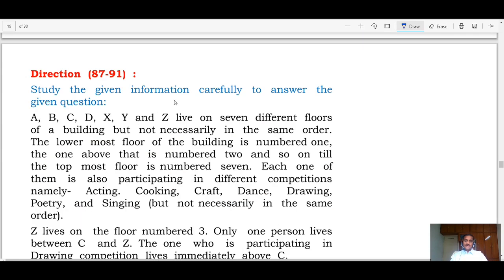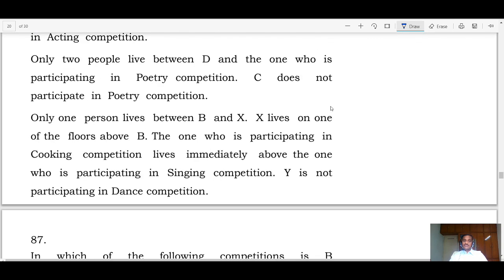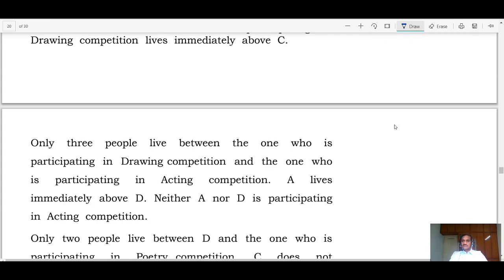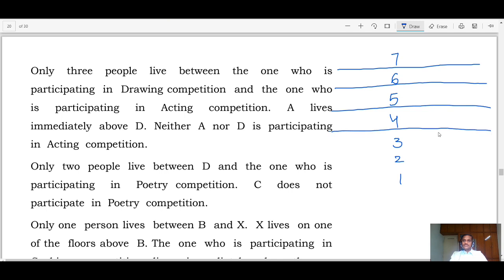Then 87 to 91. Now in this 87 to 91, which category is it based on? Floor arrangement. 7 floors are there, but not necessarily the lowermost and so on. Each one of them is also participating in a different competition, isn't it? Now 7 persons are staying in these 7 different floors, and each one of them is participating in a different competition. Hence first we need to draw or fix the floors at the center: 7, 6, 5, 4, 3, 2 and 1, 7 floors.